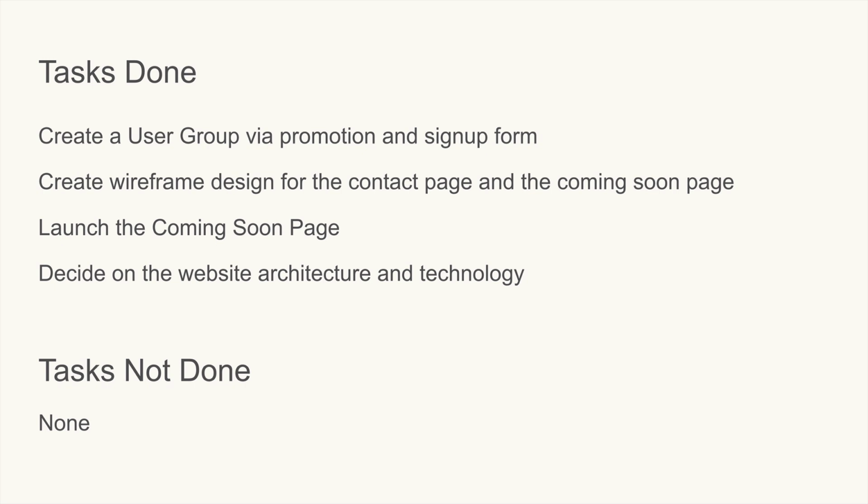And then we also had to decide on the website architecture and the technology that we're going to use for the website. Of course, that's what we did. There weren't any tasks that we didn't complete from sprint planning, so we're good there. We don't need to talk about anything that we didn't actually tackle.